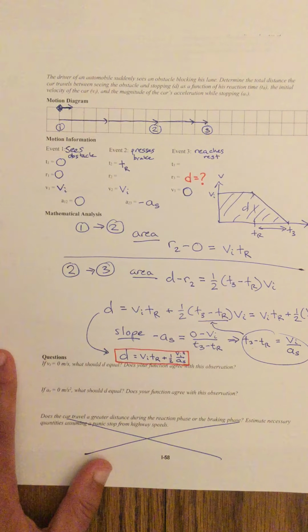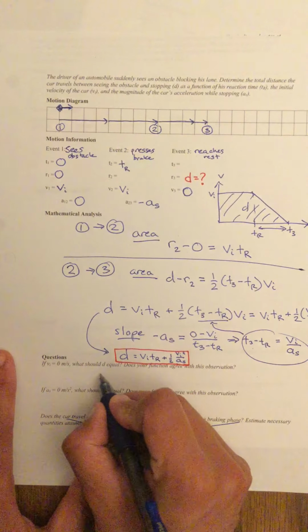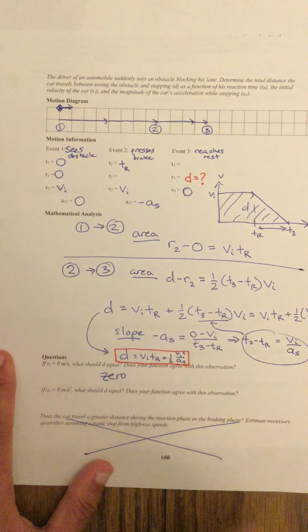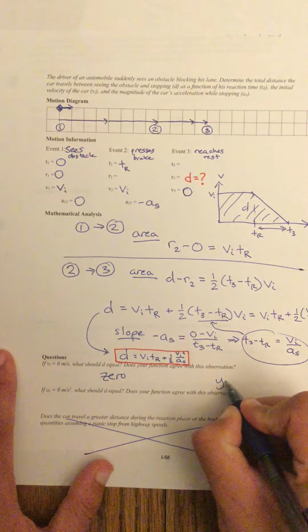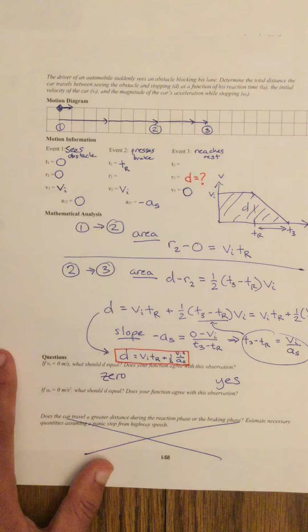So if VI is equal to 0, what should D be equal to? Well, if you're already at rest, you don't have to cover any distance to reach rest, so it should be equal to 0. Does your function agree with this observation if VI is equal to 0? Yes. D is equal to 0.